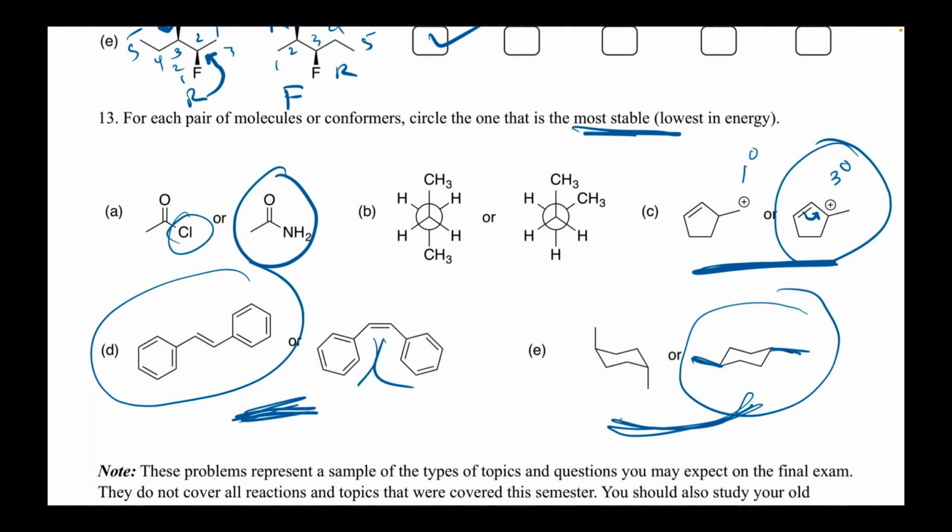Configurations. These 2 conformers of bond rotation of butane. The left one will be more stable, right? The 180 degrees anti-configuration versus the gauche.